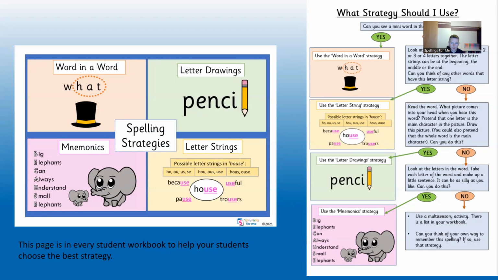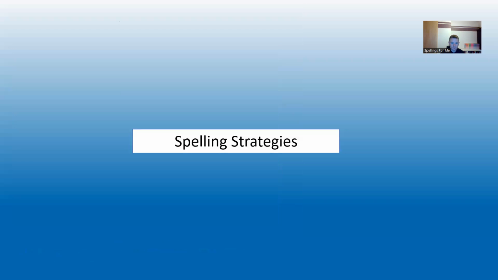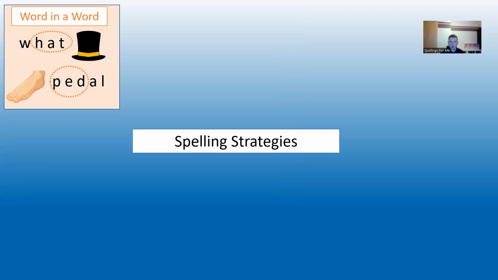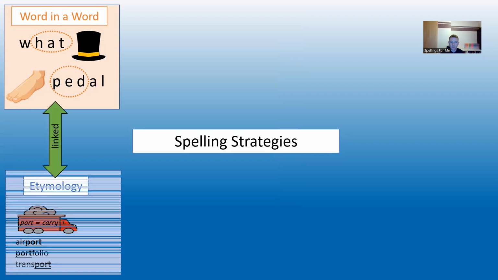Okay, so if you look at the image on the left, we focus on four main strategies. Those are word within a word, letter drawings, mnemonics, and letter strings. We are going to go through each of those four strategies over the coming slides. So, beginning with word in a word, it is heavily linked with etymology.